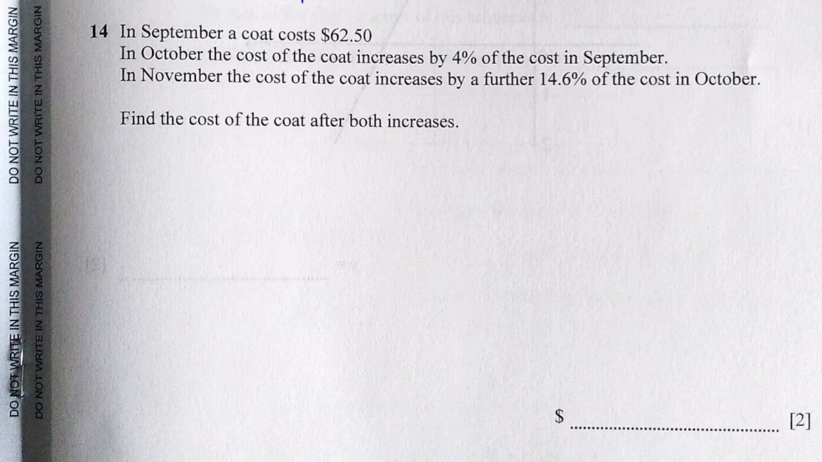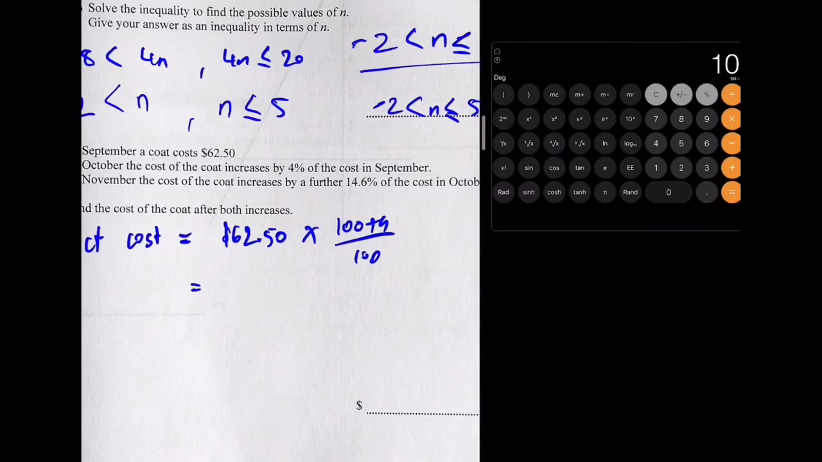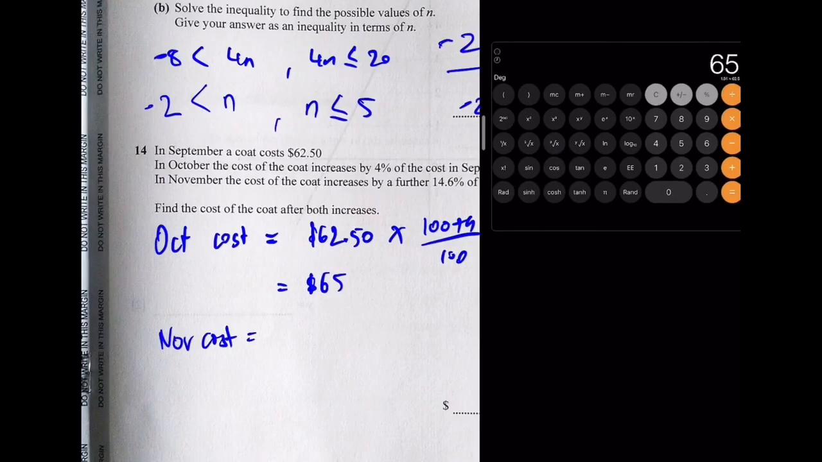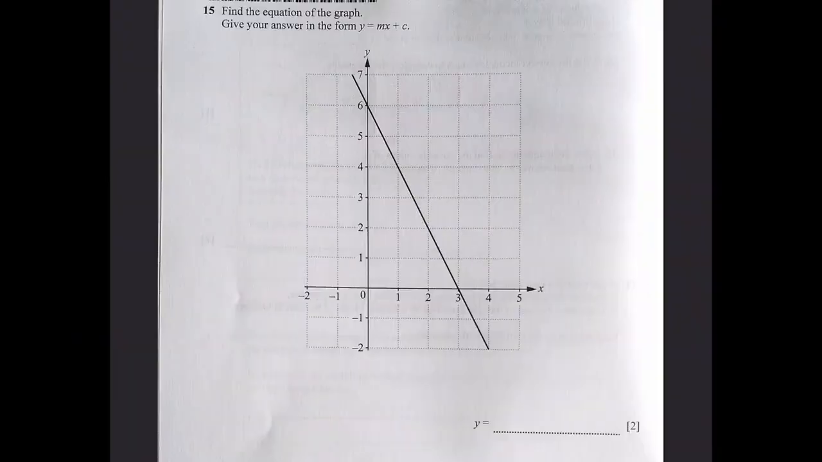In September, the cost was 62.5. In October, it increases by 4%. In November, it increases again by 14.6%. So first we can find the multiplier, 62.5 multiplied by 1.04, which is the multiplier. 100 plus 4 equals 104, divided by 100 is 1.04. So the answer is 65. In November, the other increase is 14.6%. So 100 plus 14.6 is 114.6, divided by 100, multiplied by 65 equals 74.49.